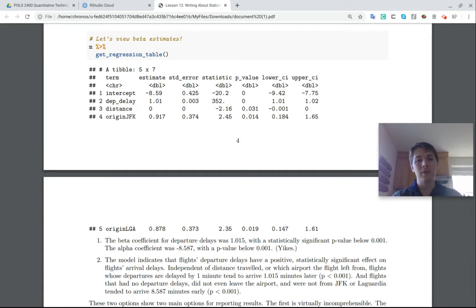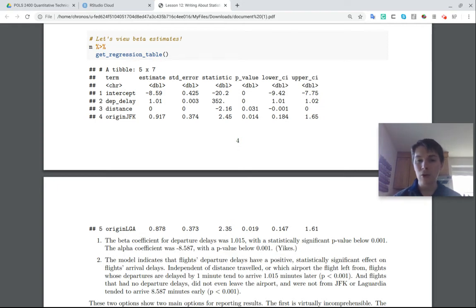So if we did this, what could we do with this? We could say first, the beta coefficient for departure delays was 1.015 with a statistically significant p-value below 0.001. Also, the alpha coefficient was negative 8.587 with a p-value below 0.001. I don't like that very much. Let's try something else. The model indicates that flight's departure delays have a positive statistically significant effect on flight's arrival delays.